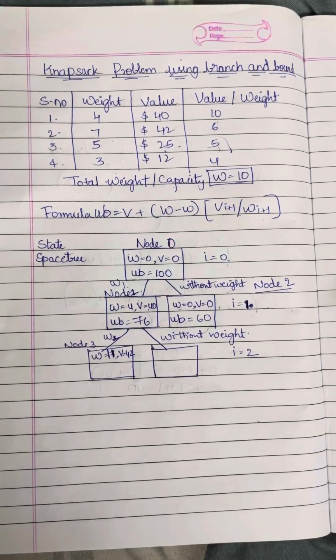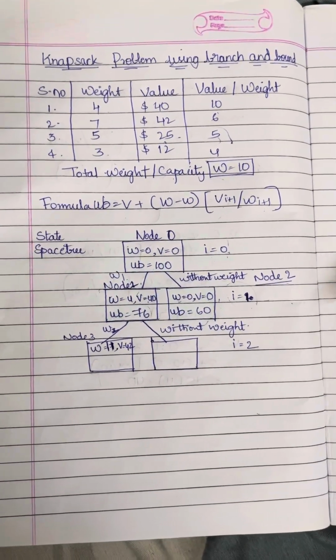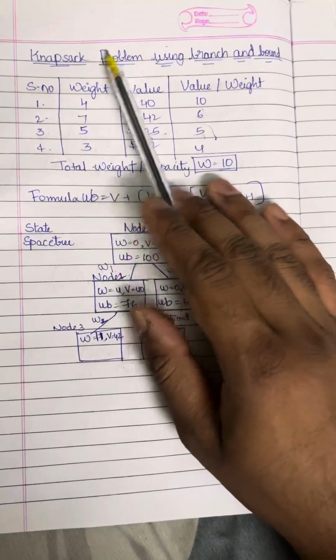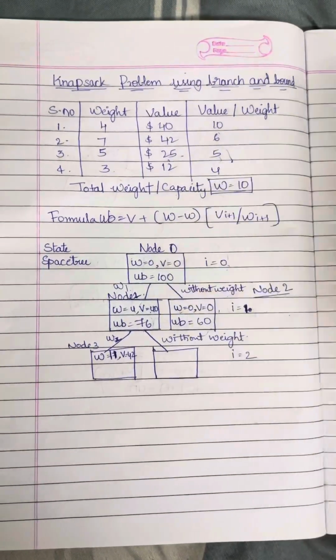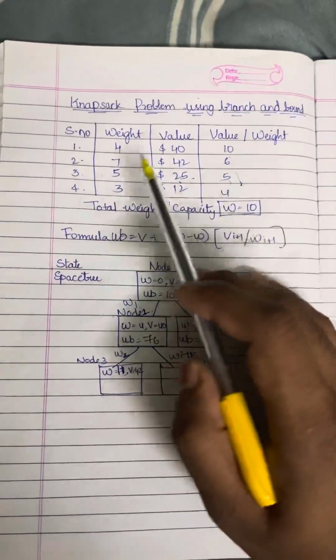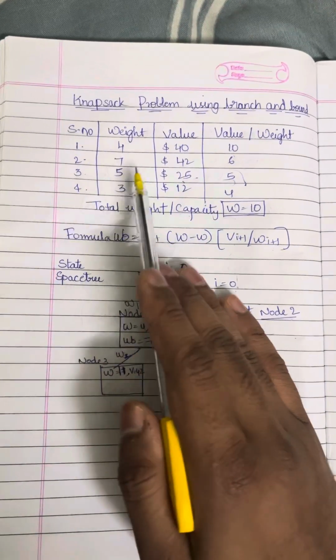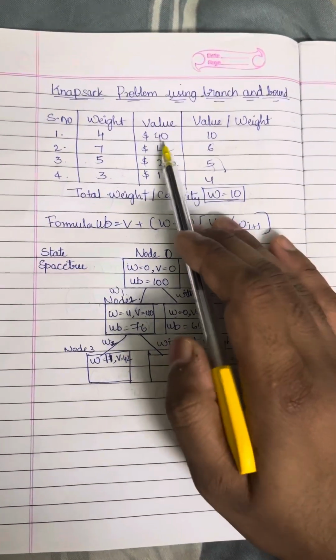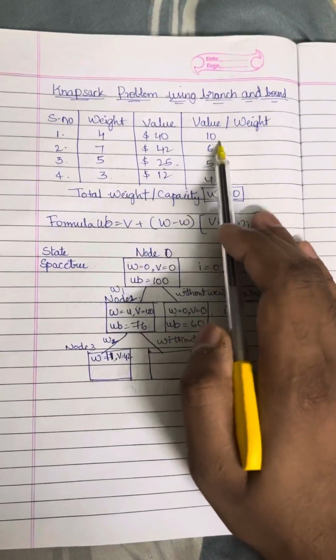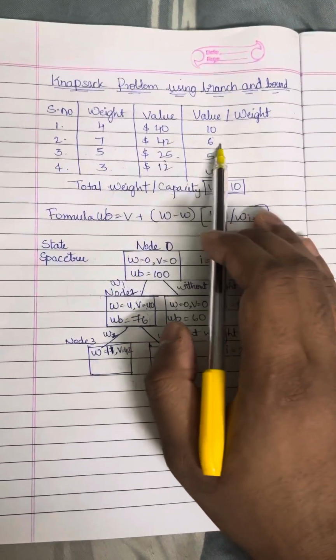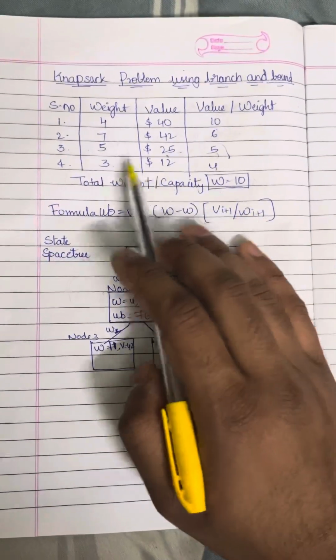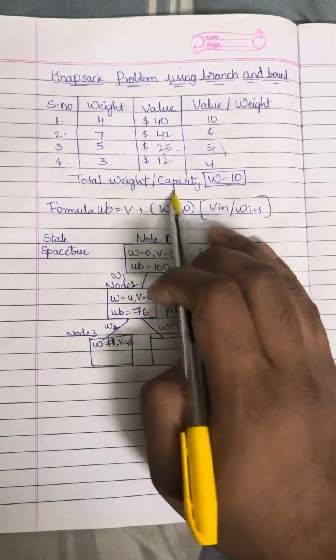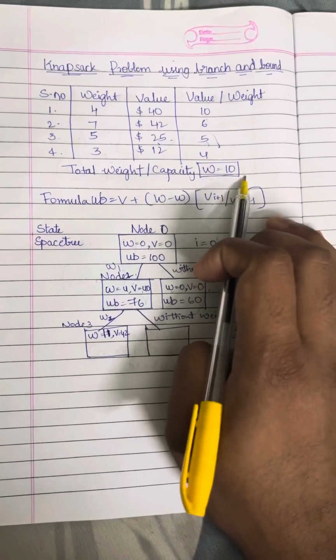Today we are going to learn a new chapter, a new topic: the knapsack problem using branch and bound. They will be giving a table with serial numbers, weights and values. We need to calculate value upon weight. Value upon weight is 40 upon 4 is 10, 42 upon 7 is 6, 25 upon 5 is 5, 12 upon 3 is 4. Total capacity W is equal to 10.